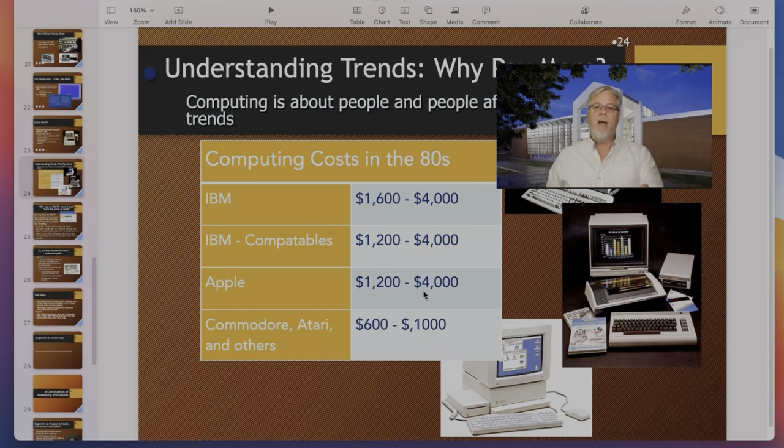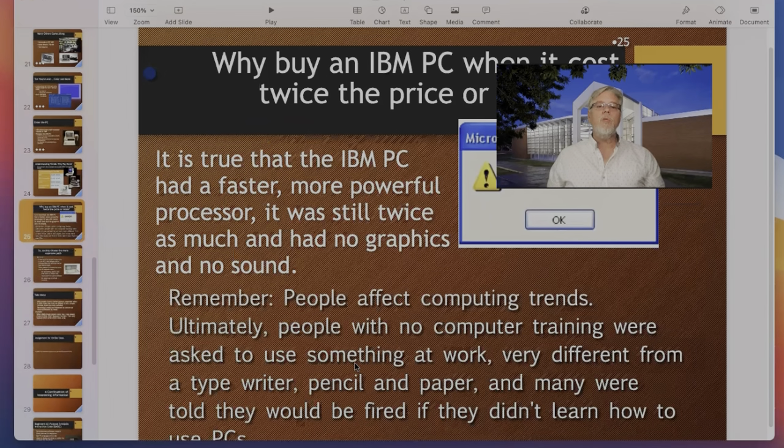Why would they even buy an Apple? Why wouldn't you buy one of these? And if they had bought a bunch of these, where are they today? Why are these gone, but these are still here? IBM and Apple, they're still here, but Commodore, Atari are not. So why does it happen? People affect computing trends. This is what happened. Ultimately, people with no computer training were asked to use something at work that was very different from a typewriter, pencil, and paper. And many were told they would be fired if they didn't learn how to use the PC. That's what was happening at the time.